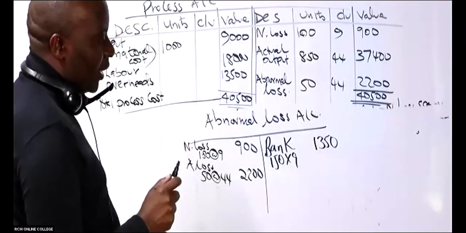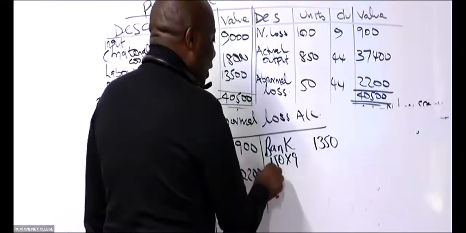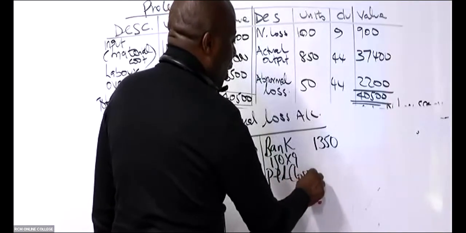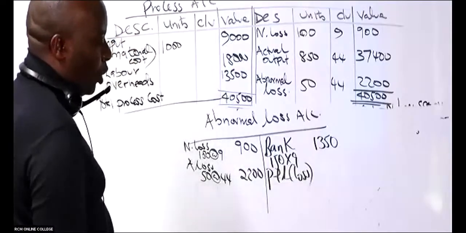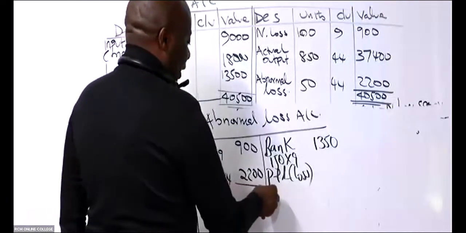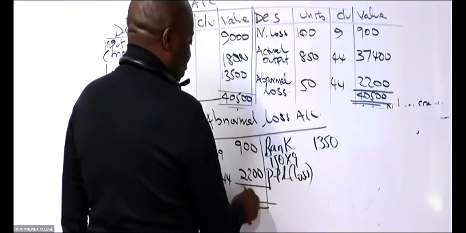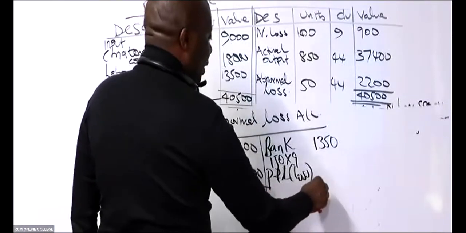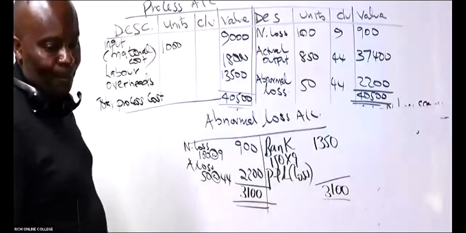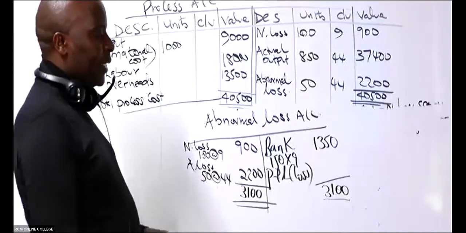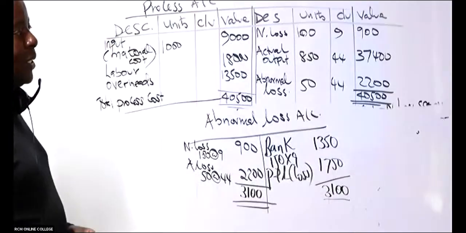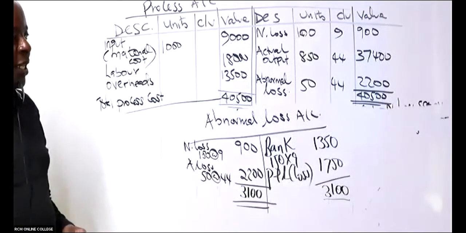So the loss here, we shall take to the P and L. The loss on disposal will be the balancing figure. We add here, and this gives me 3,100. So what is the balancing figure? The balancing figure, I'm told, is 1,750.